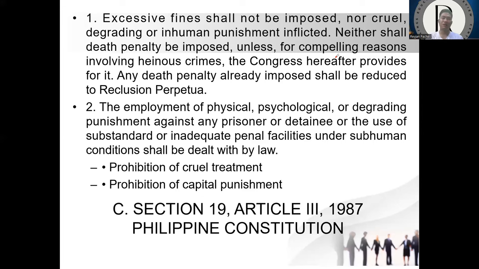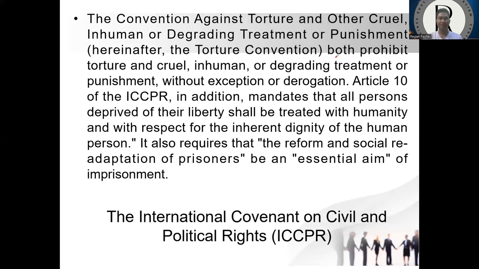Then of course, the employment of physical, psychological, or degrading punishment against any prisoner or detainee or the use of substandard or inadequate penal facilities under subhuman conditions shall be dealt with by law. Pero hindi nasusunod yan, class. Kasi kung tinignan ninyo, inhumane talaga or parang hindi maganda yung kalagayan nila. Then prohibition of cruel treatment, prohibition of capital punishment, and so on. Okay, so that is under the Article 3 or yung Bill of Rights of the 1987 Constitution. Dito naman sa International Covenant on Civil and Political Rights naman or the ICCPR, so walang tinatawag na torture, okay?